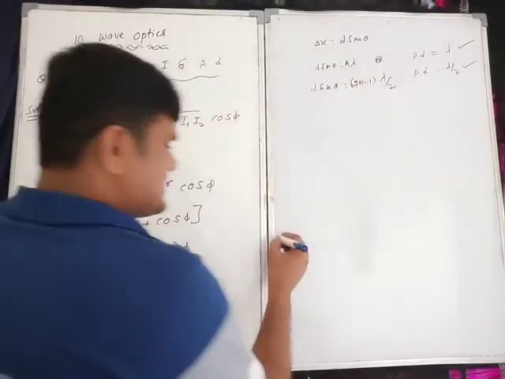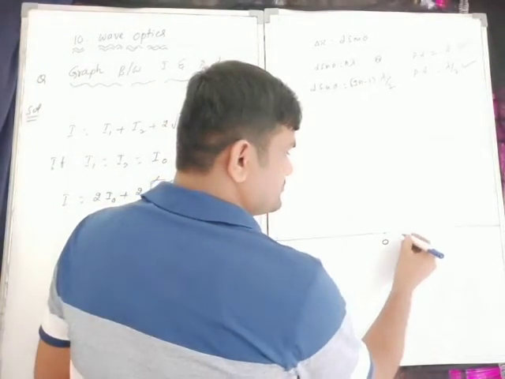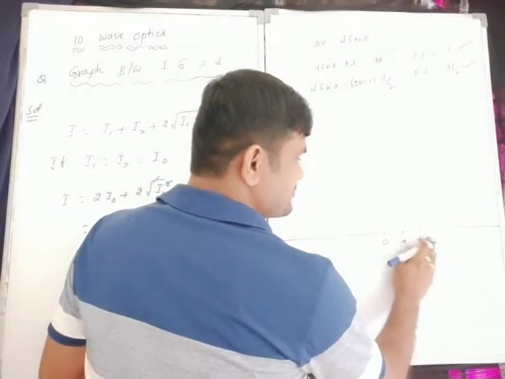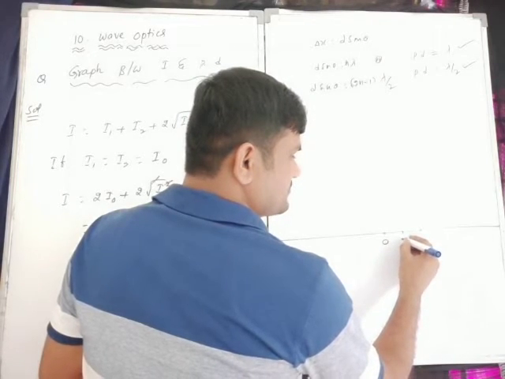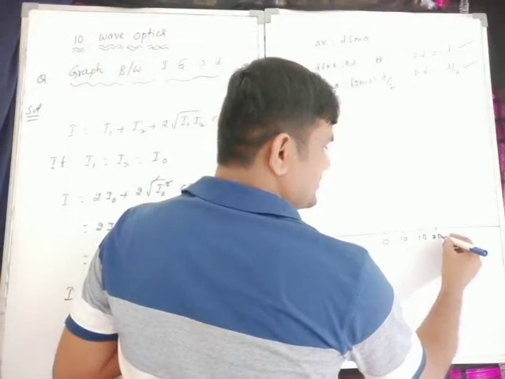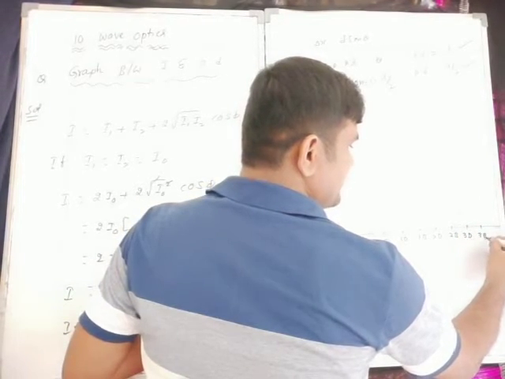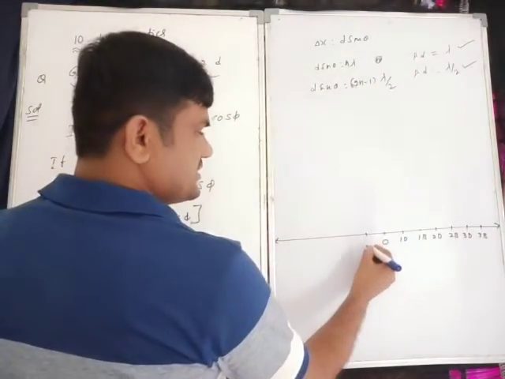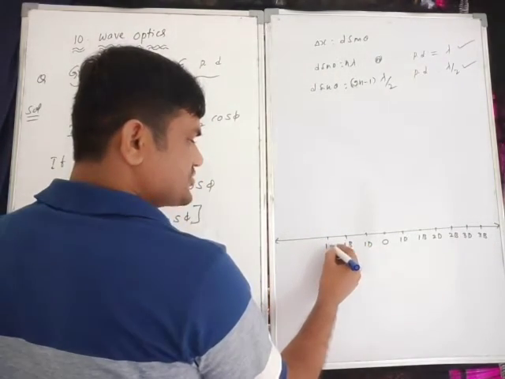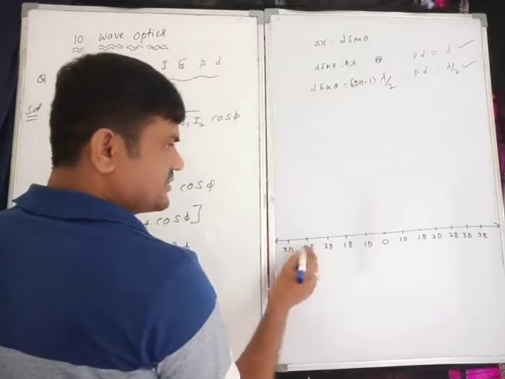So now we will consider the graph. This is the central bright O. Then first dark, first bright, second dark, second bright, third dark and third bright. Here also, first dark, first bright, second dark, second bright, and third dark and third bright.